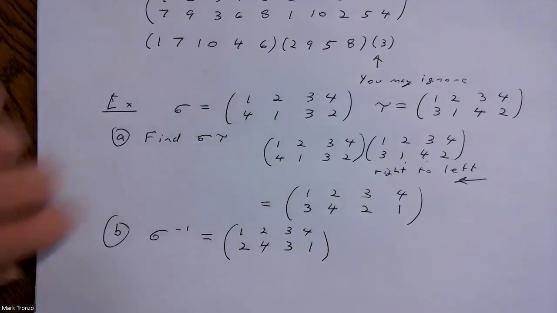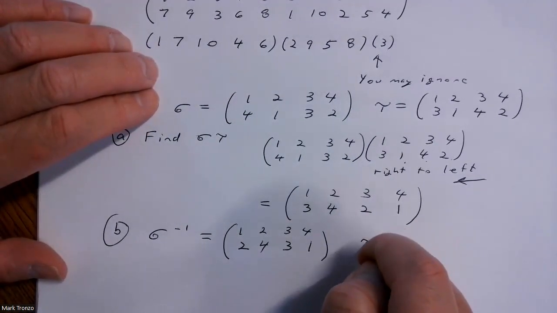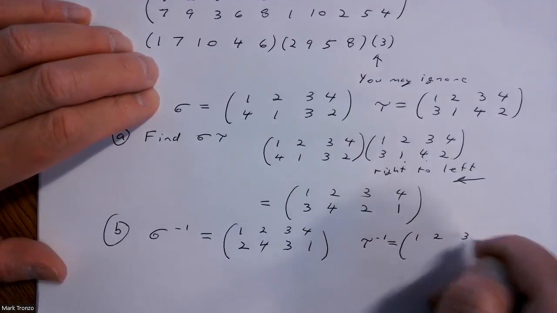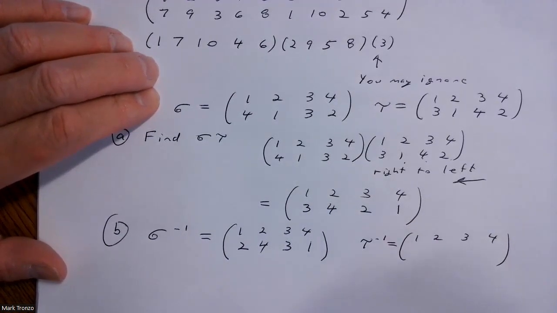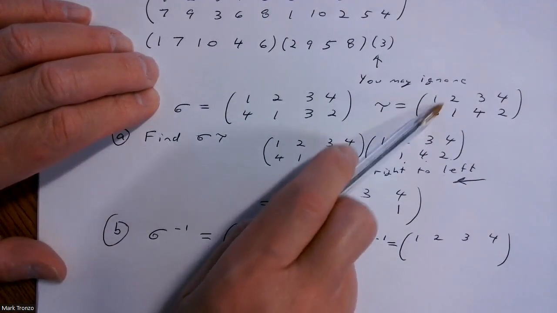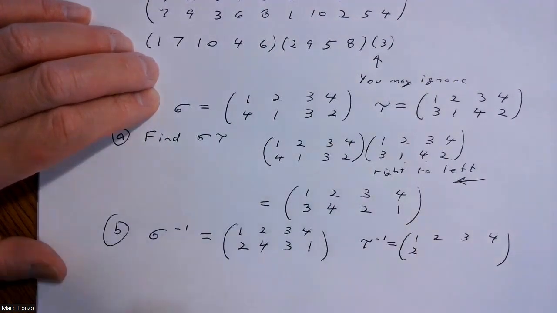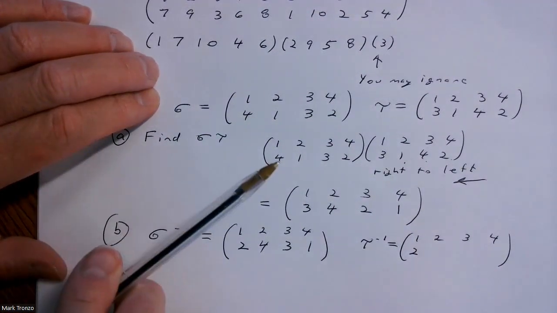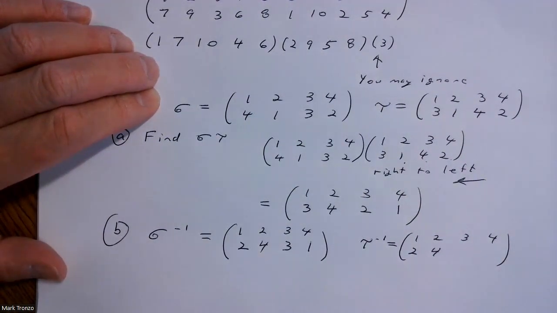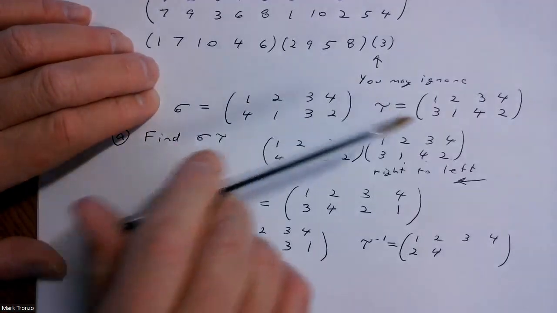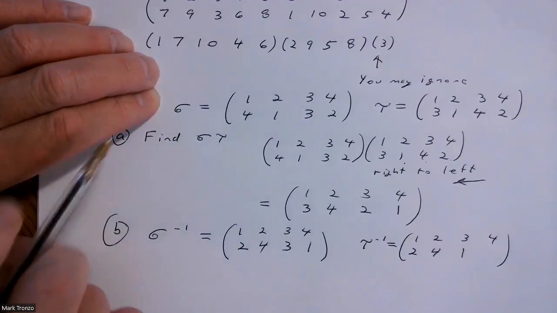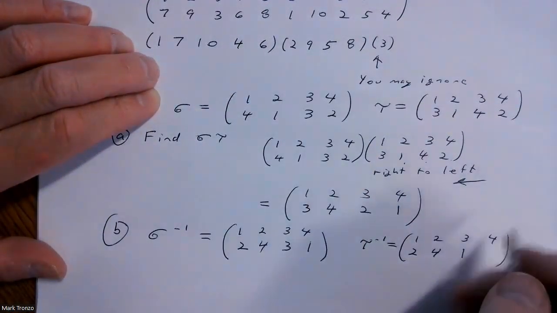So just look up here. Same thing if you want to do tau inverse. Like this. Again, just go over here. See, go in reverse. 1 goes to 2. 2 goes to 4. 3 goes to 1. And 4 goes to 3.